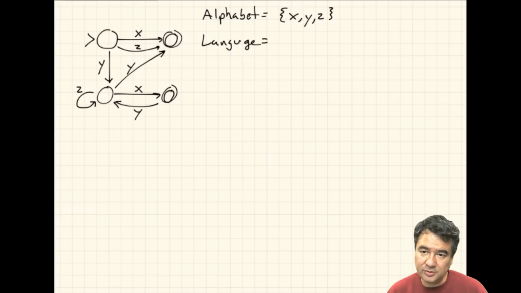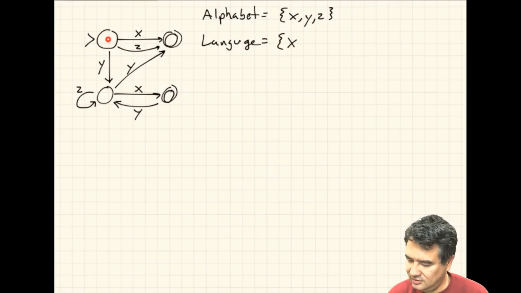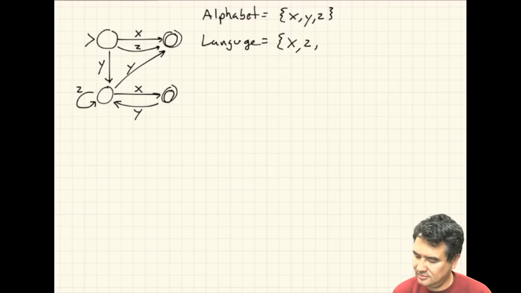Okay, so what's the language? What are all the strings this thing accepts? Let's see, one of them would be start here at the first one and just go across with an X to go over here. And that would be one of the strings that we accept. Another one would be to start here and follow a Z and go over here. And then go to the accepting. Let's see, what would be another one? We could go Y, X, and get down to this one down here.